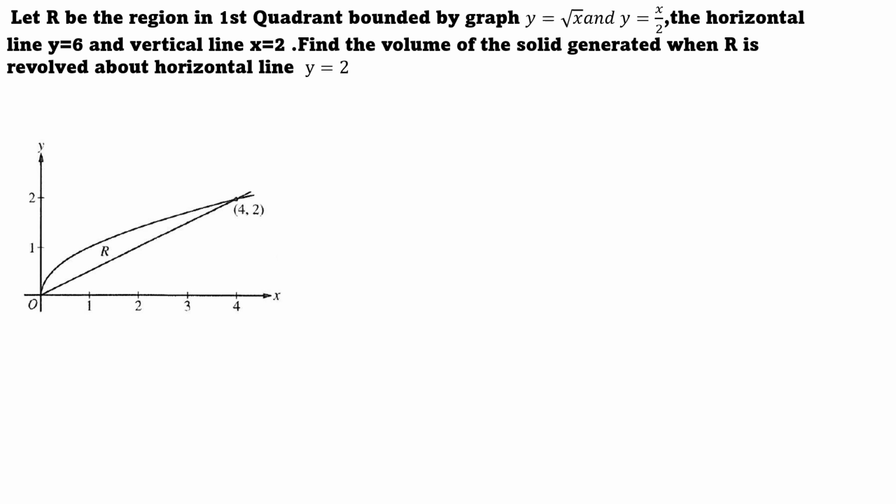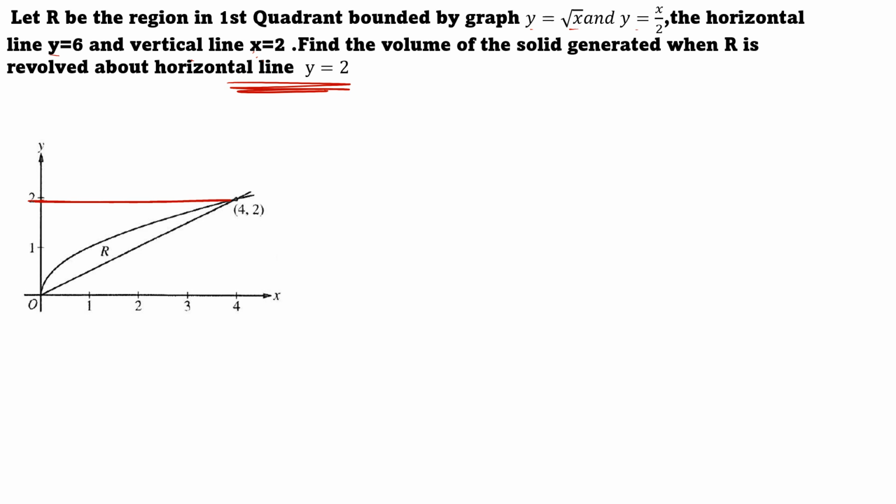Next question. Now here there are two graphs given: y equals square root x and y equals half x, or x over 2. And the horizontal line y equals 6 is given. The vertical line x equals 2 is given. Find the volume of the solid generated when R is revolved about the horizontal line y equals 2. So you have to see here, this graph will move around y equals 2.